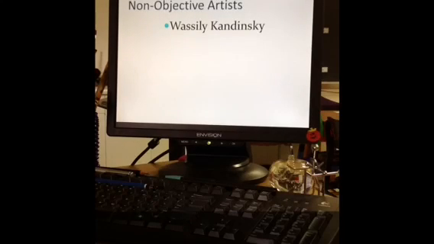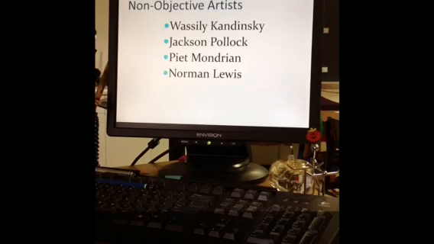Wassily Kandinsky, he was a conductor, a musician. He wrote lots of works of music, and he would get into painting and make his based on music. So I'll show you one of those in just a second. Jackson Pollock, he was an interesting fellow. Mondrian, Norman Lewis, Frankenthaler, and then again lots of others. So lots of artists are going to fall into all 3 of these categories, but when we think of non-objective, these particular ones we have in front definitely fit this particular characteristic.